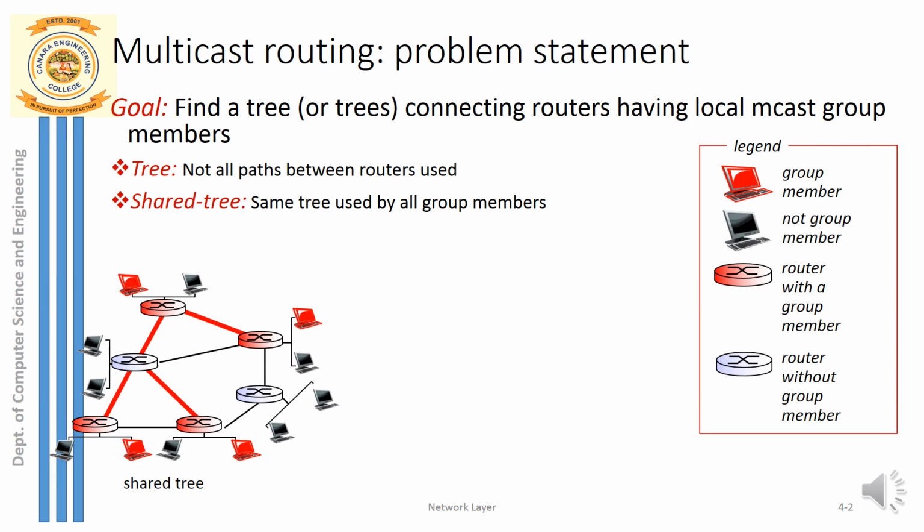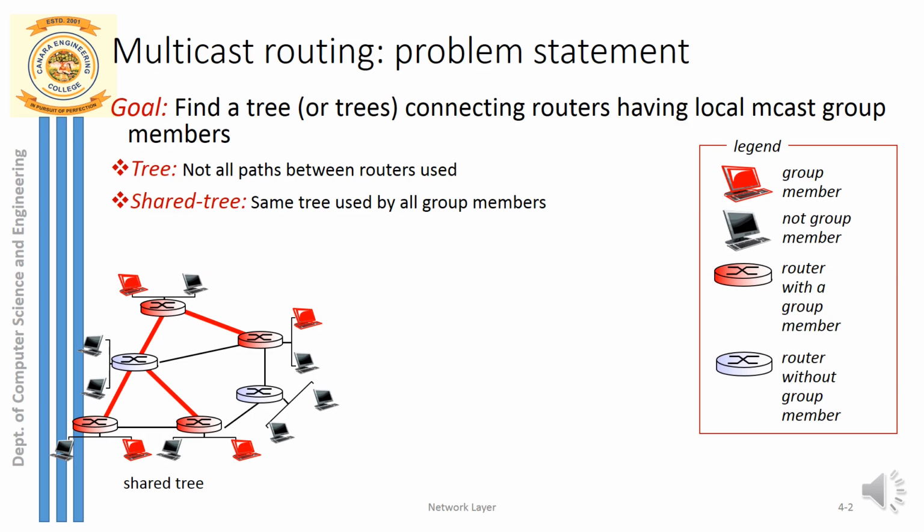Let's see the multicast routing problem now. Before moving on to this algorithm, we'll just see what multicasting is. Multicasting is totally different from unicasting and broadcasting. Unicasting is one-to-one, right? So one sender and one receiver.